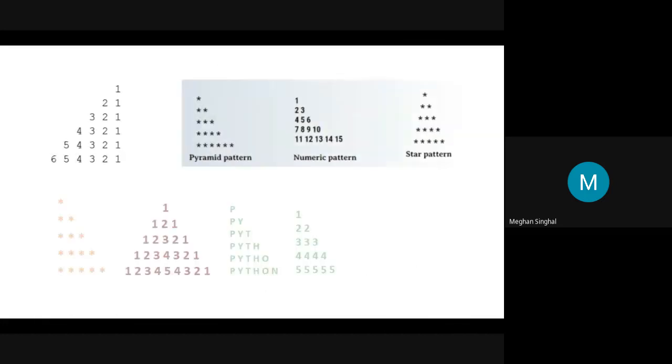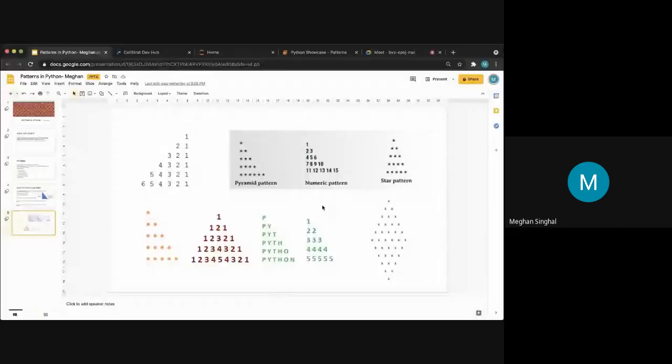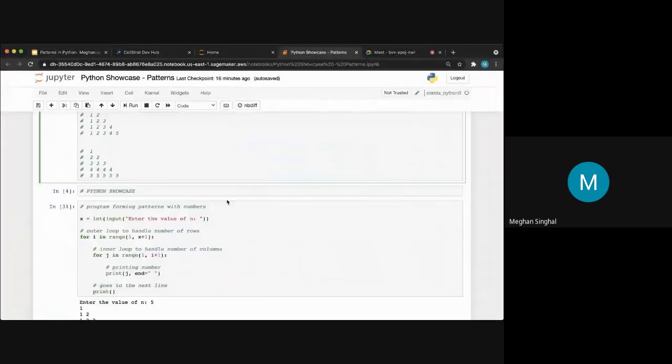So here are a few random patterns. There are number patterns, character patterns, pyramid patterns, star patterns, etc. Now I will show you how to execute a few patterns in Python using Jupyter Notebook.